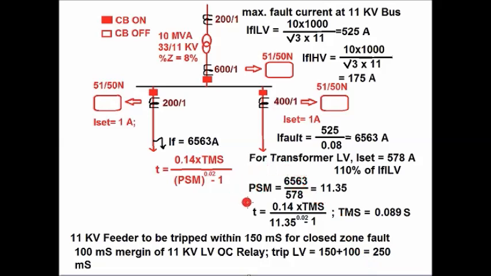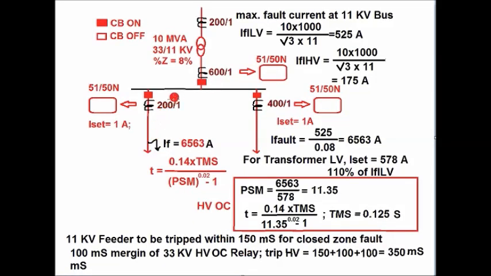So we know the value of the PSM for a very close zone fault. The fault current is 6563 ampere, and the setting current is 578 ampere. So PSM comes as 11.35. So the trip time T, 0.25, is equal to 0.14 into TMS divided by 11.35 to the power 0.02 minus 1. So the value of the TMS comes as 0.089, or it can be set as 0.09 second. This is how the LV side overcurrent relay TMS is chosen.